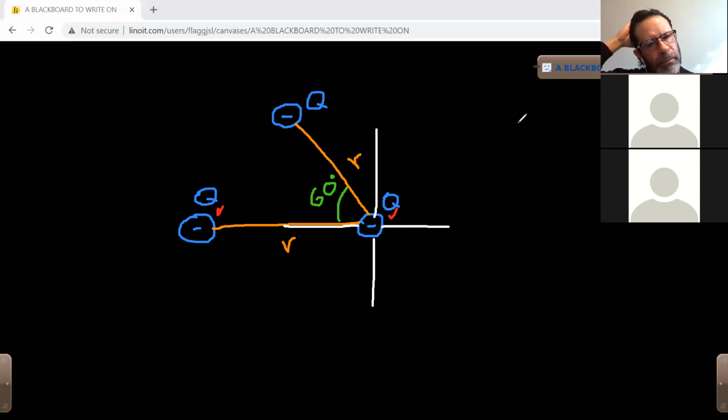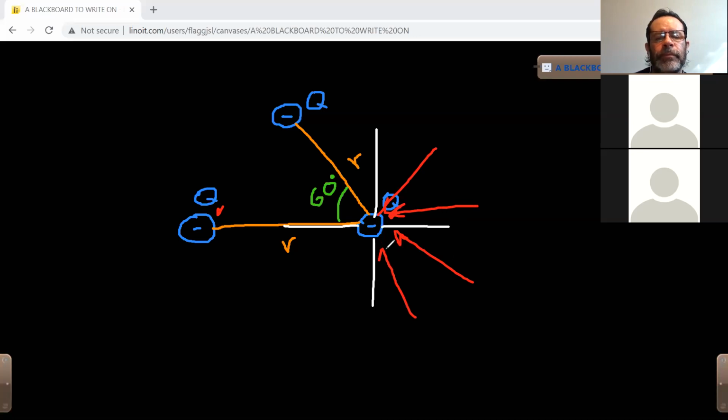The electric field of the negative charge. Remember, we did these diagrams. It goes inward. So this electrical charge has an electrical field that's going like this. That's the electrical field of that charge.